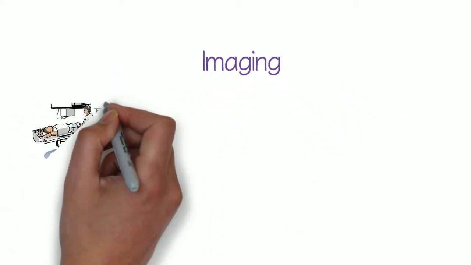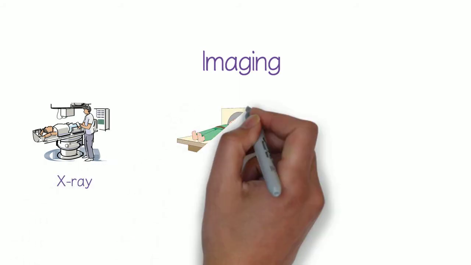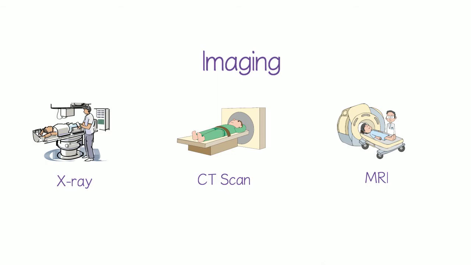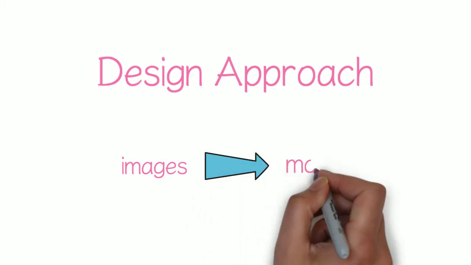To start off, we need a clear image of what we are trying to replicate. Usually we use an X-ray, CT scan, or MRI to obtain this image for printing. The image is converted to a model in order to technologically break the organ up into individual layers so that it can be replicated.